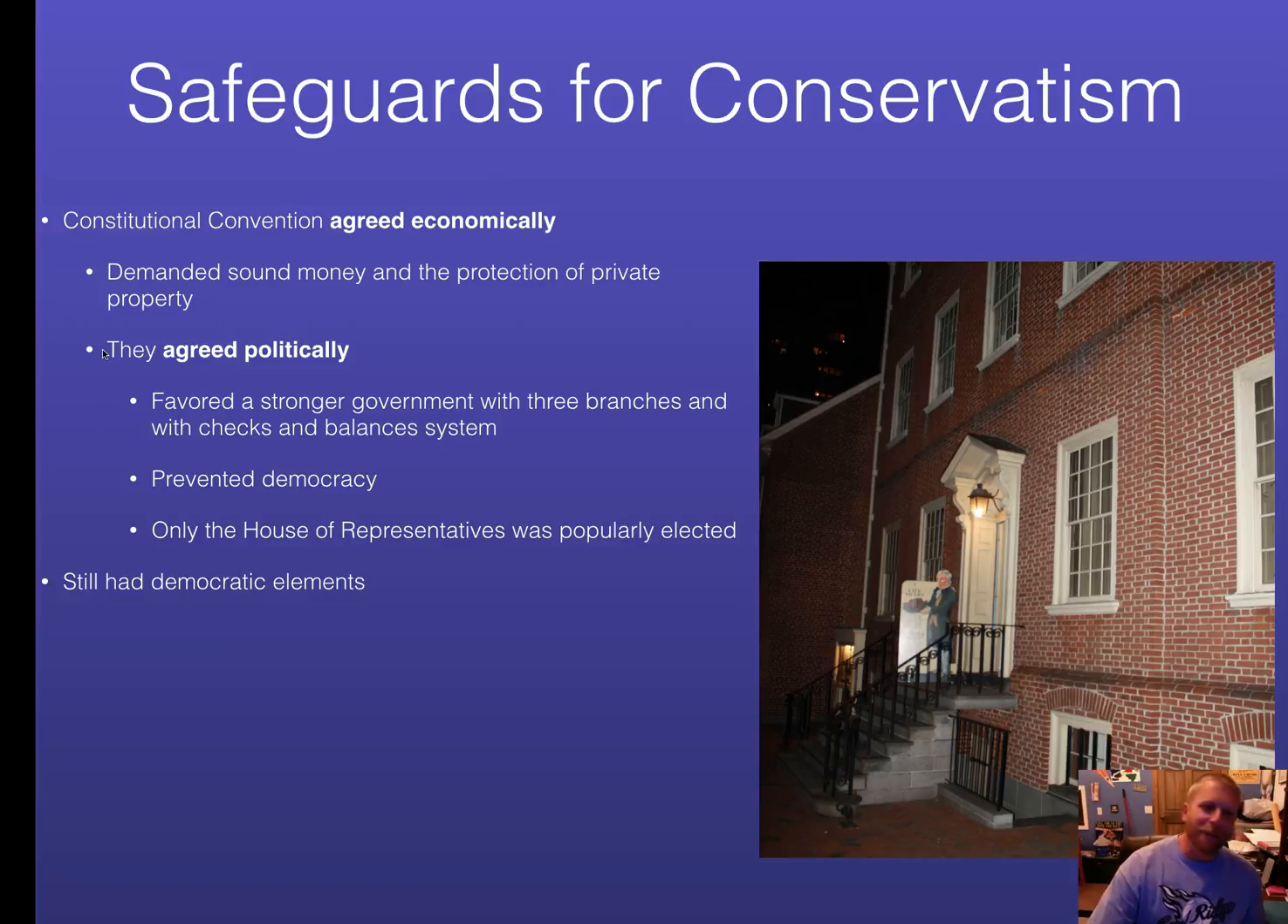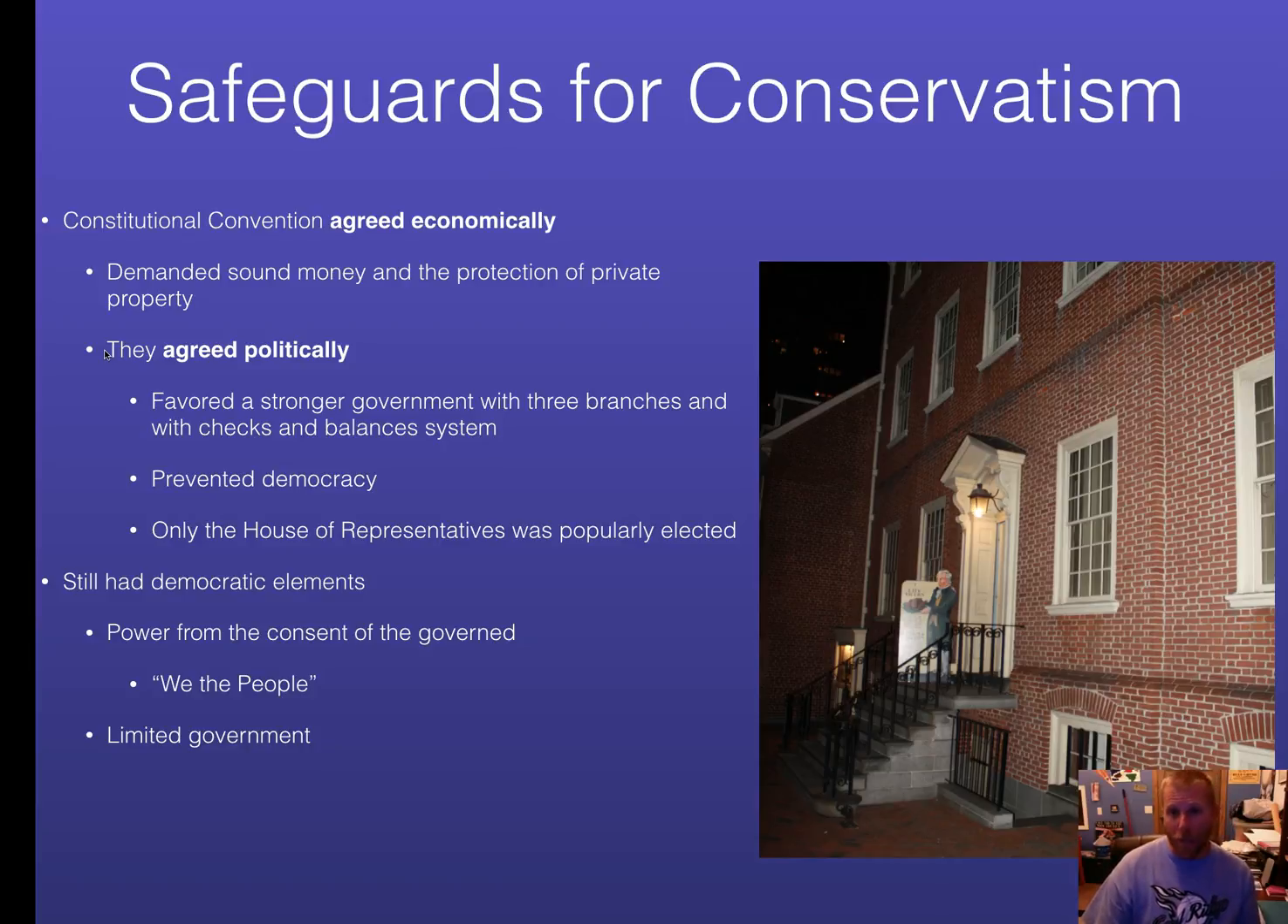It still has democratic elements. The power is from the consent of the governed. It's still a social contract. Like I said, it starts with "We, the people of the United States of America." It does have limited government, tracing back all the way to the Magna Carta in 1215, the idea that the government doesn't have absolute power. To approve the Constitution, they signed it on September 17th, 1787.